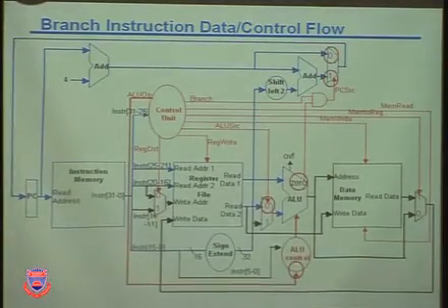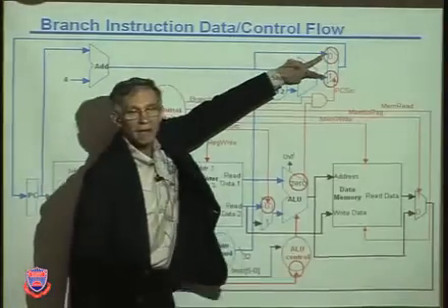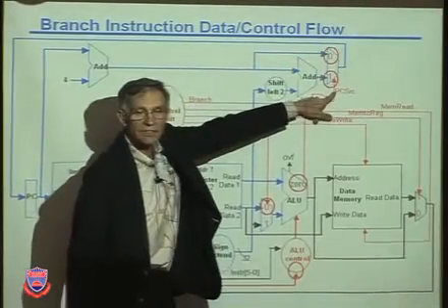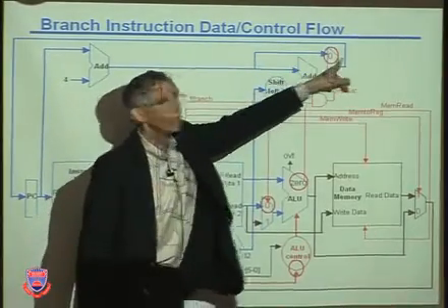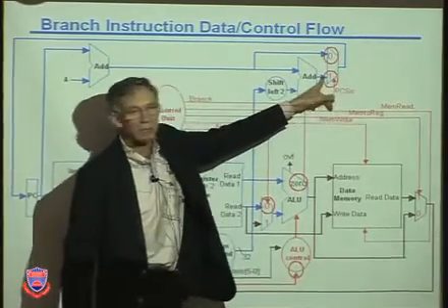Okay, let's see what happens here. So here's the answer. Obviously, they both matter here because it depends on the value of this signal here. It might be telling us take the sequential address plus 4. It might be telling us take the branch address. This creates the branch address.